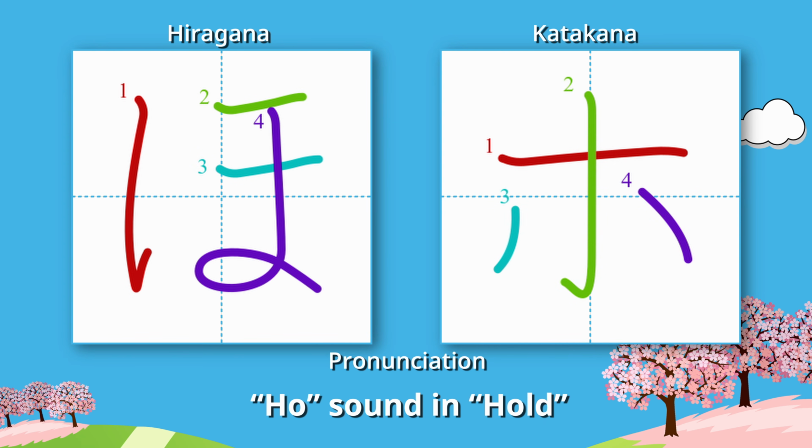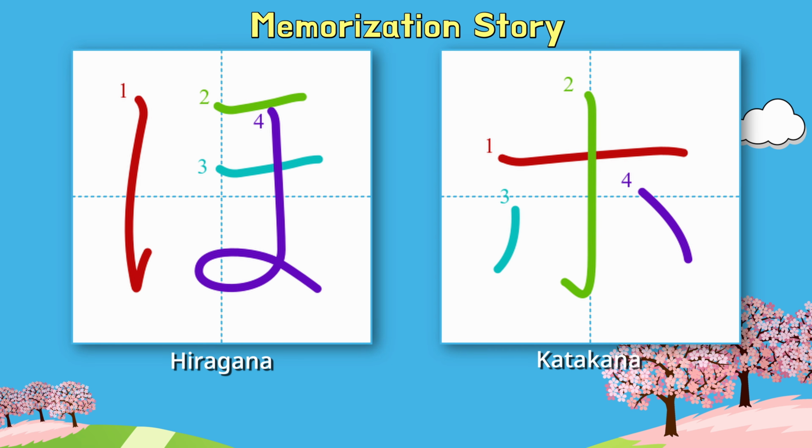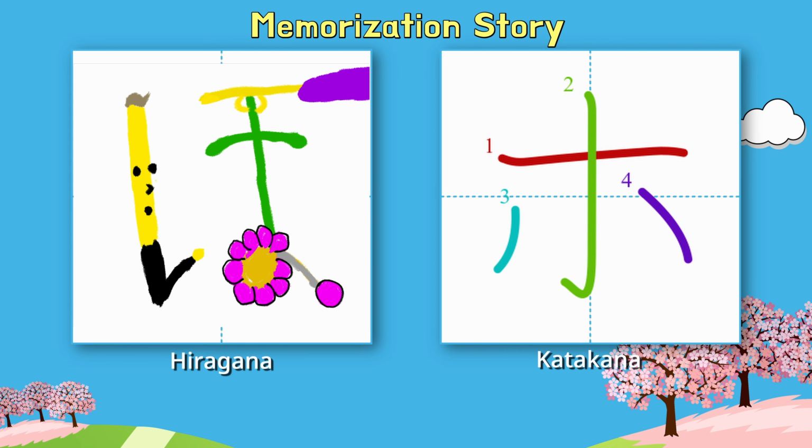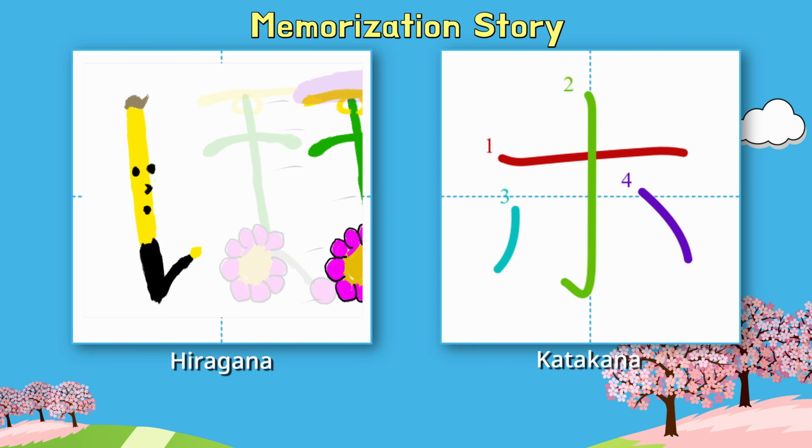These characters represent the ho sound in hold. The hiragana ho is still our friend Kenny on the left, holding his hand out to grab the flower from ha. But this time, someone else is already holding the flower from above, between their pointer and thumb. Whoever it is that's holding it pulls it away from Kenny and he's left there holding out his hand.